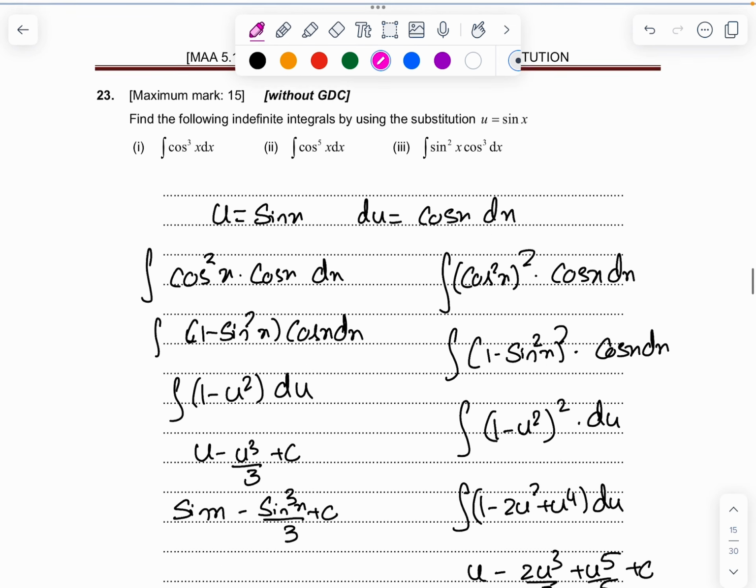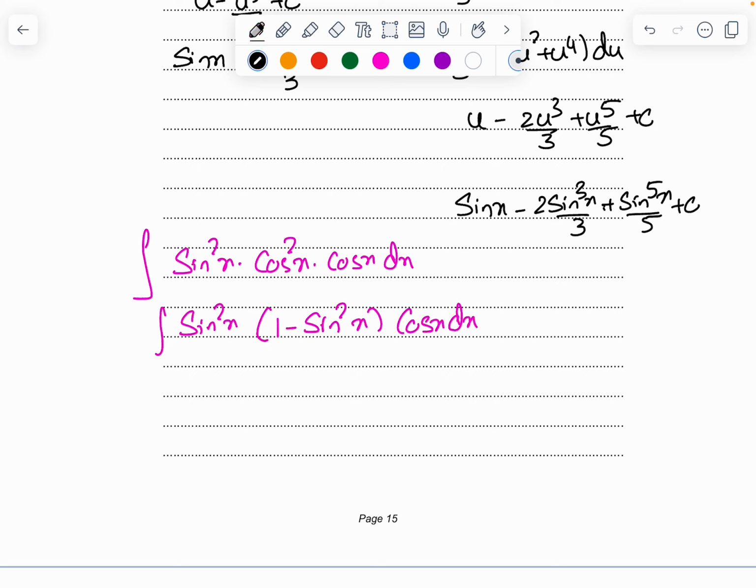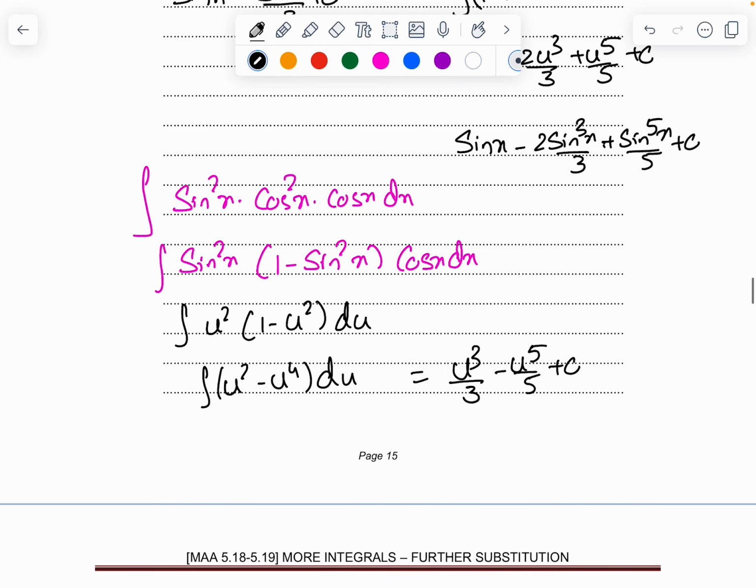Coming to the third part, sine square x cos cube x. Cos cube x can be written as cos square x times cos x dx. Again, cos square x can be written as 1 minus sine square x times cos x dx. What is sine square x? U square, so 1 minus u square du. So it becomes u square minus u power 4 du. So it becomes u cube by 3 minus u power 5 upon 5 plus c, which is sine cube x upon 3 minus sine to the power of 5 x upon 5 plus c.